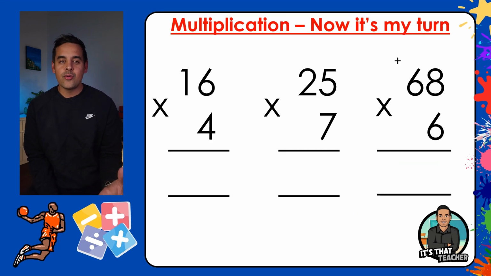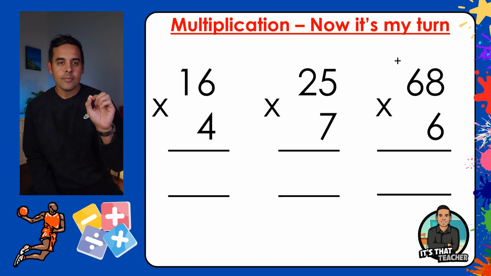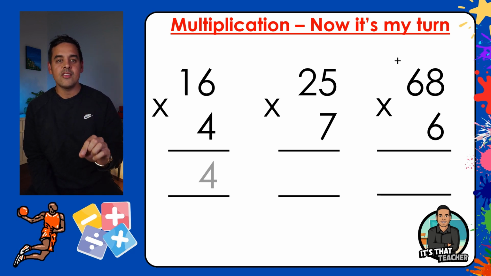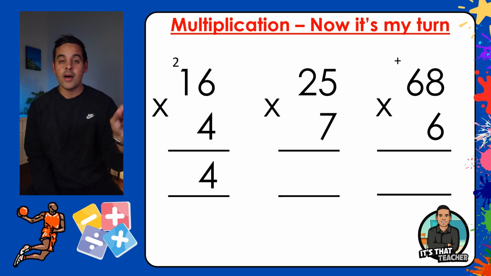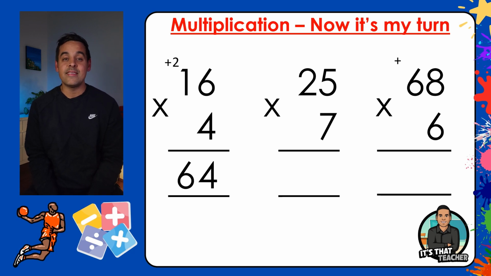Now I'm gonna quickly go through this with you, and then I'm gonna give you some questions. So, 4 times 6 is 24, put the 4 below and the 2 above. 4 times 1 is 4, plus 2 is 6. So that answer is 64.